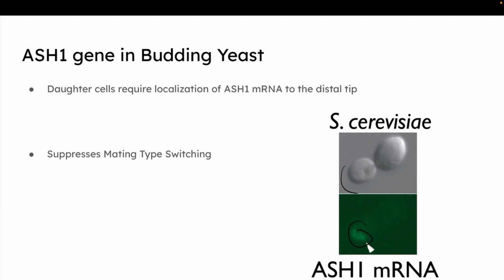its distal tip. If you can see that, right? This is the daughter cell right here, and you can see that ASH1 mRNA had to go there, and this is to suppress mating type switching. We don't really have to know what this means. We want to look at the molecular basis for this localization.